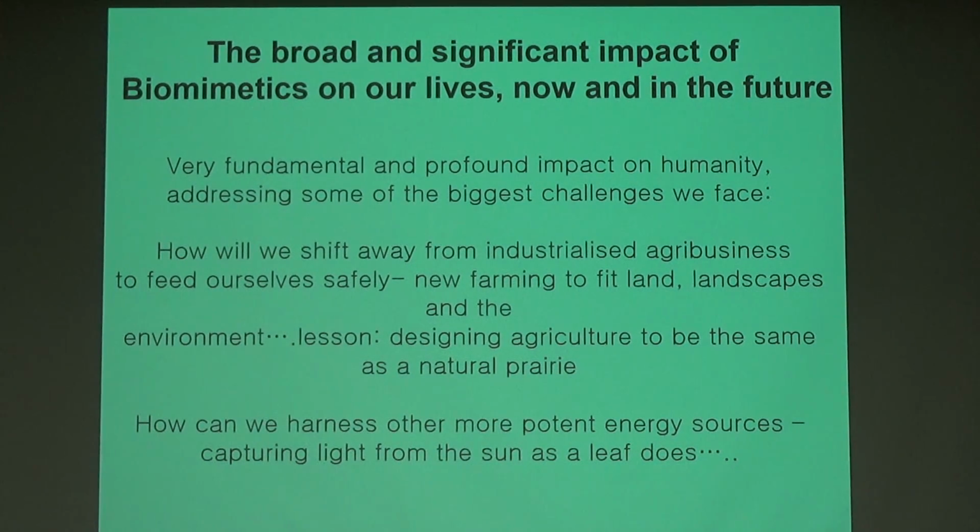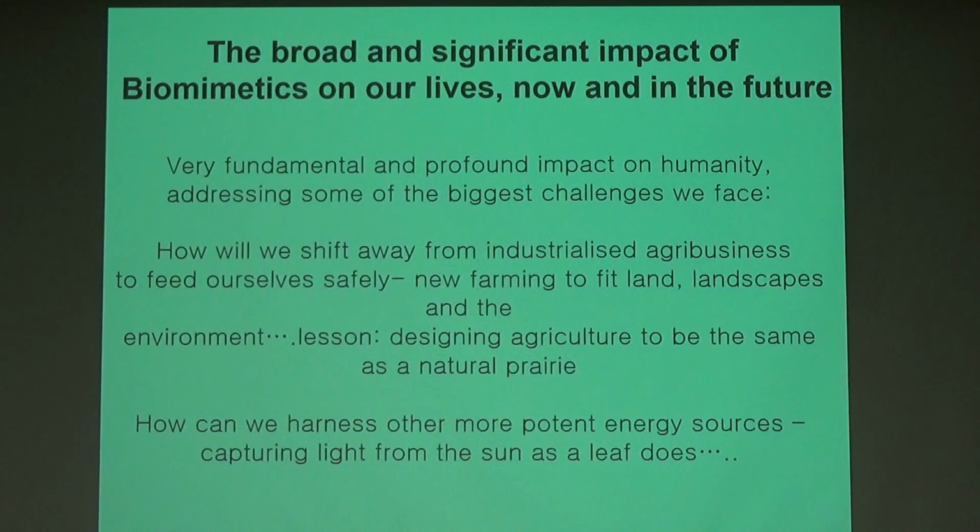So the broad and significant impact of biomimetics in our lives, now and in the future, can be put into these kinds of statements. It's very fundamental and very profound, and it has a profound impact on humanity, and it enables us to address some of the biggest challenges we face. How we will shift away from industrialized agribusiness, for example, and feed ourselves safely.